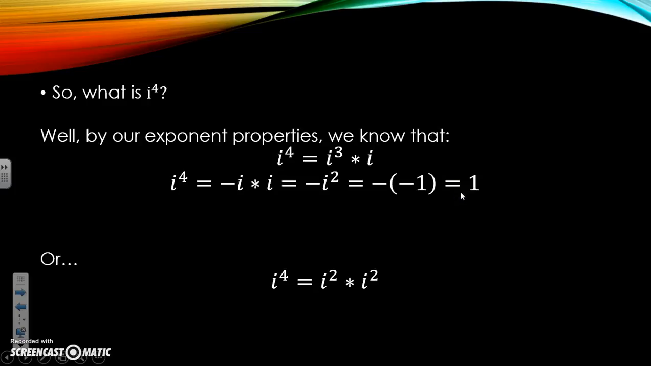We can also think about it this way. i to the fourth can also be written as i squared times i squared. And we learned that i squared is -1. So -1 times -1 is equal to +1, and i to the fourth is equal to +1.